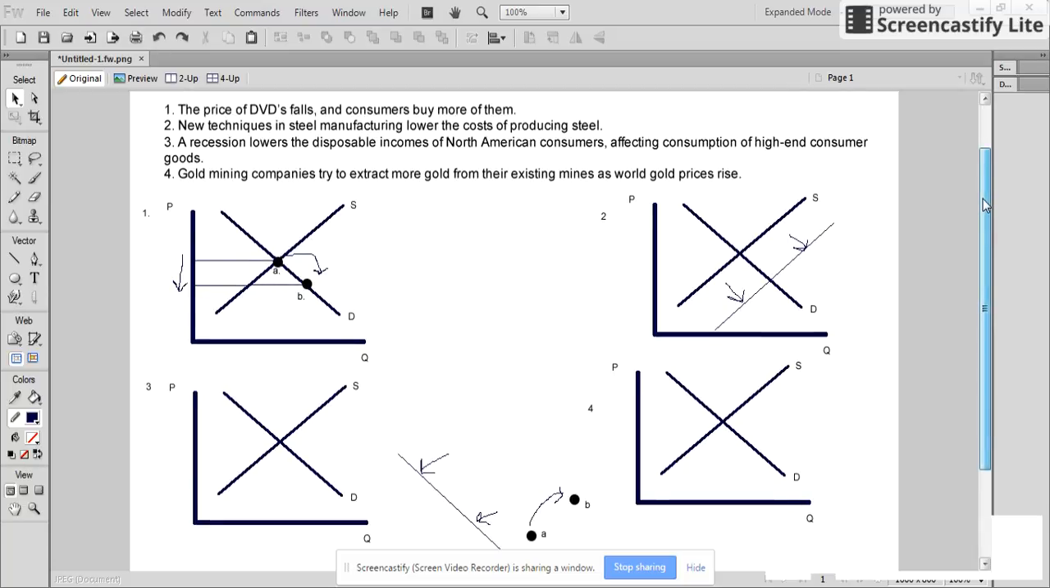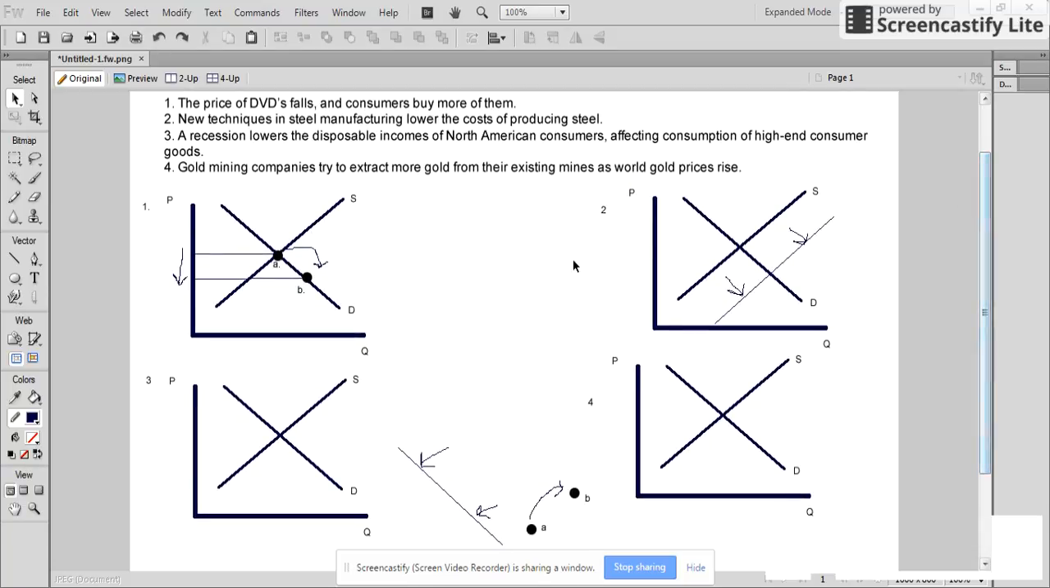Scenario number three, a recession lowers the disposable income of North American consumers, affecting consumption of high-end consumer goods. So in this case, key words: consumption and income. Income, as you know, is a factor that affects demand, right? We know this is the demand side because we're looking at consumption.